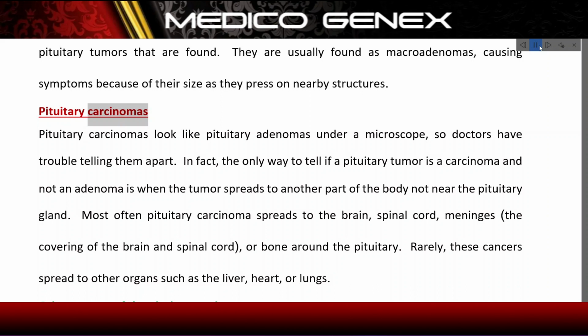Pituitary carcinomas. Pituitary carcinomas look like pituitary adenomas under a microscope, so doctors have trouble telling them apart. In fact, the only way to tell if a pituitary tumor is a carcinoma and not an adenoma is when the tumor spreads to another part of the body not near the pituitary gland. Most often pituitary carcinoma spreads to the brain, spinal cord, meninges, the covering of the brain and spinal cord, or bone around the pituitary. Rarely, these cancers spread to other organs such as the liver, heart, or lungs.